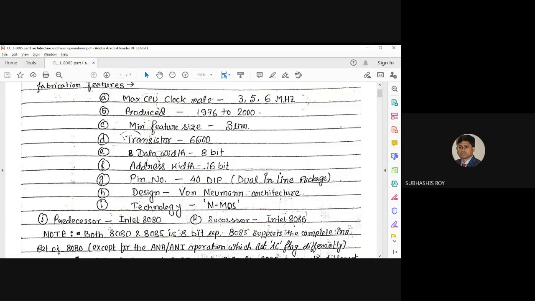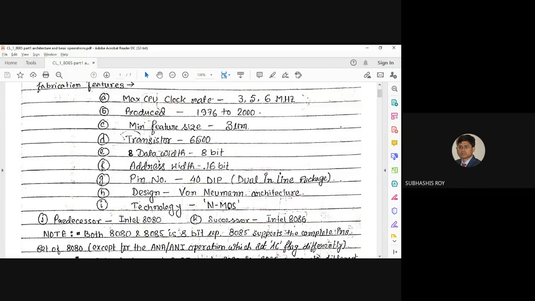The next point is, what is the predecessor microprocessor before 8085? The answer is Intel 8080. And what is the next microprocessor? The answer is Intel 8086.